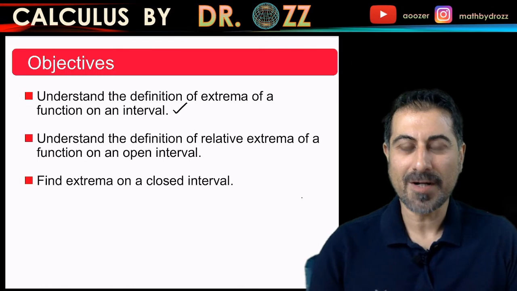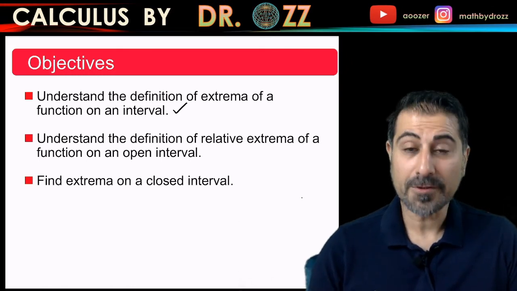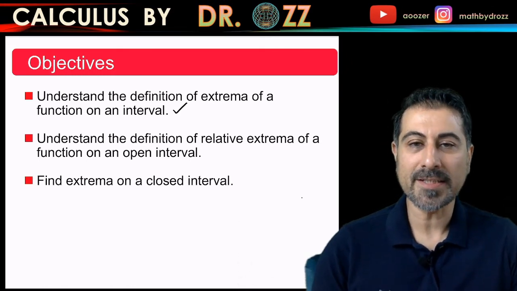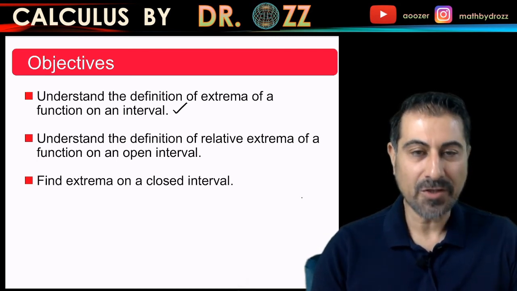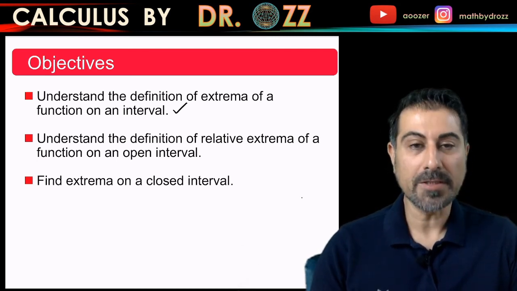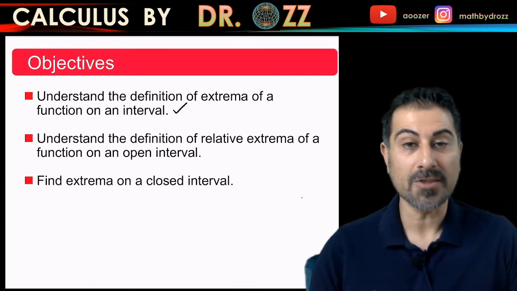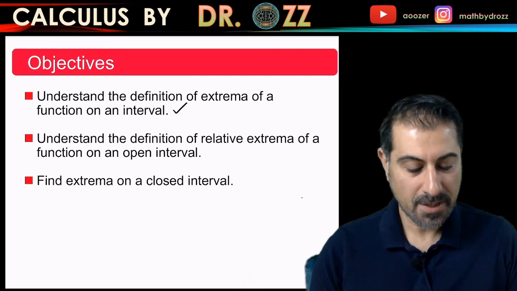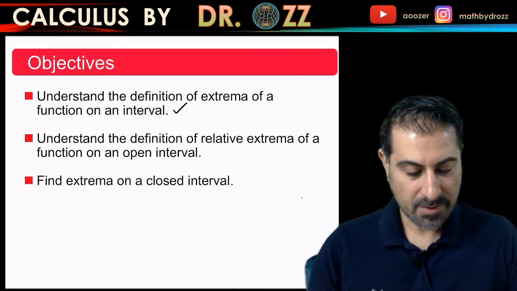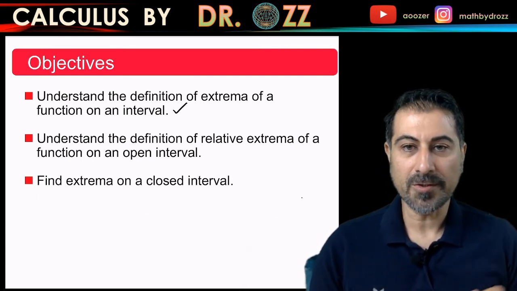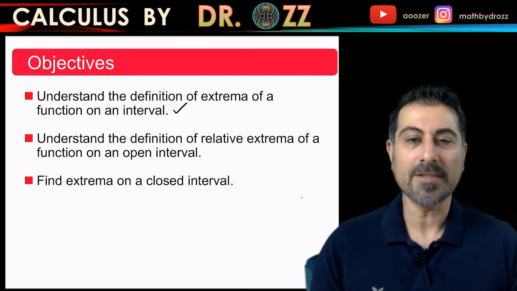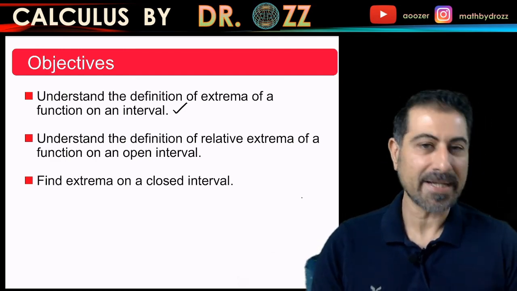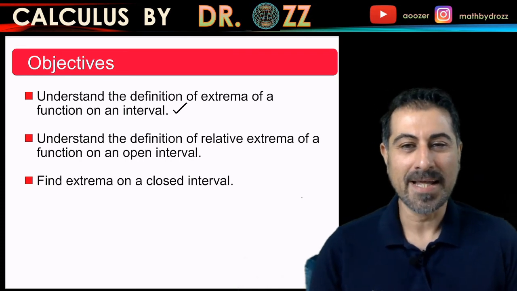So far we worked on the first learning objective, which is understanding the definition of extrema of a function on an interval. We also had the extreme value theorem, which provided sufficient conditions for the existence of extrema. This is the end of the first video. In the next video, I'm going to work on the second learning objective, which is about understanding the definition of relative extrema of a function on an open interval.